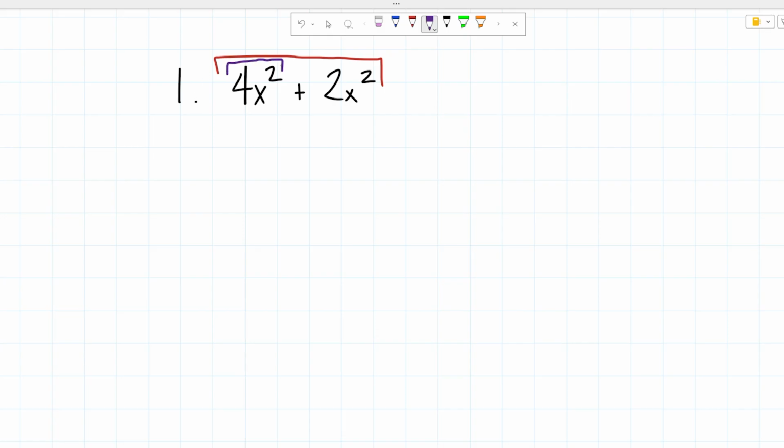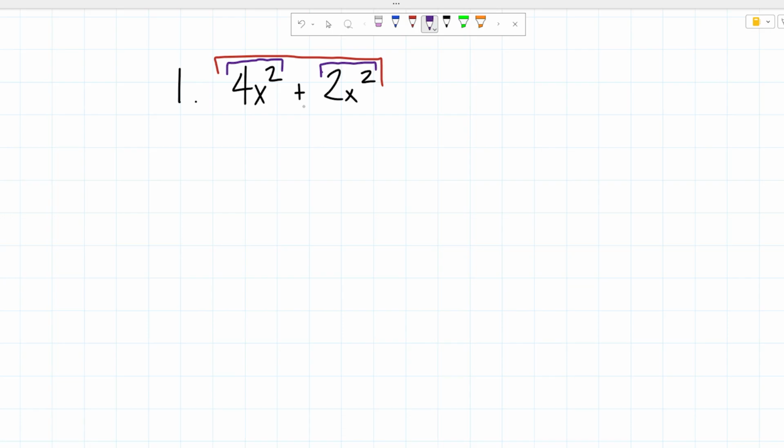In this particular expression, we have two terms. Terms are usually broken up by plus or minus signs. So here we have our first term, 4x squared, and our second term, 2x squared. This is telling us that we need to add them. Now, when can we add or subtract terms? We have to have like terms.